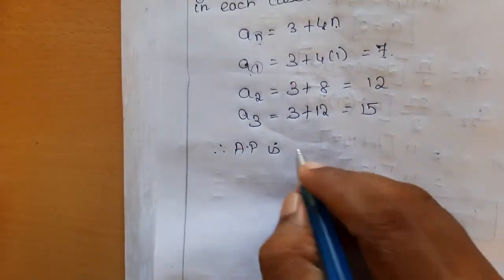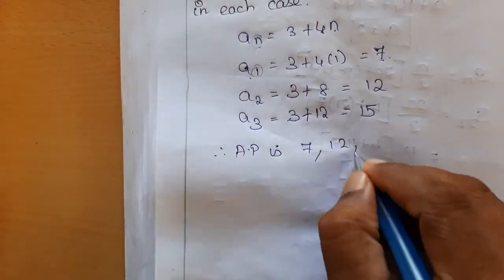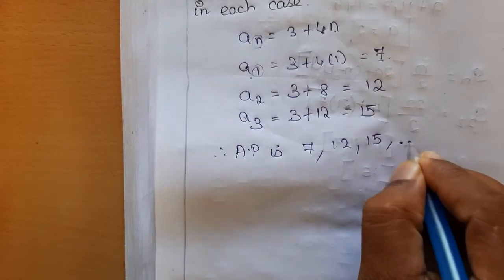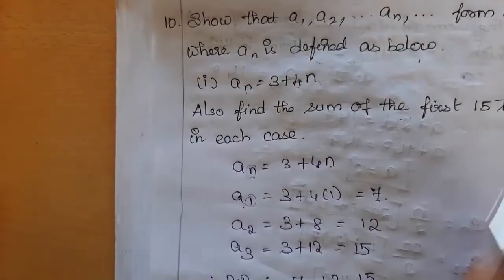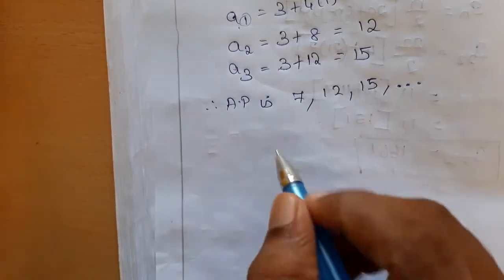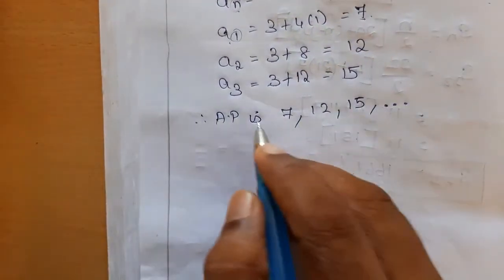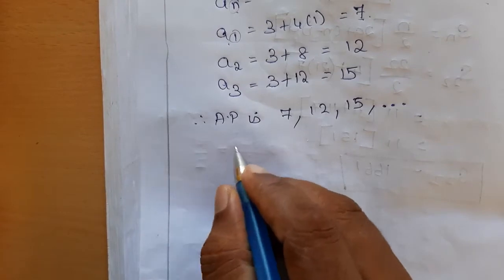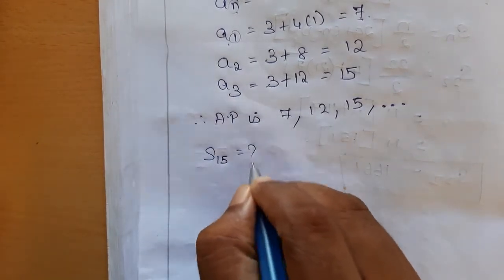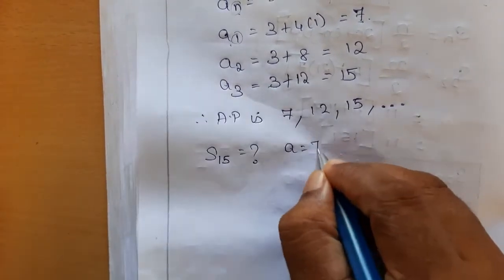So first is a 7, and second is a 12, and third is a 15, and it goes on, right? Since the question is also given as infinite, it goes on. So next we have to find the sum of the 15 terms. So we have to find S15. S15 we have to find.